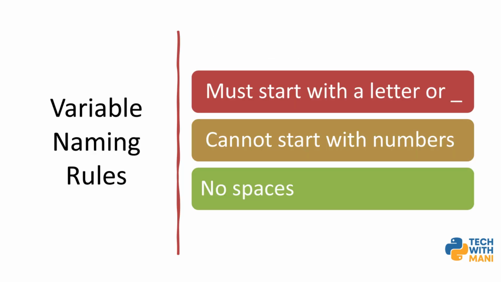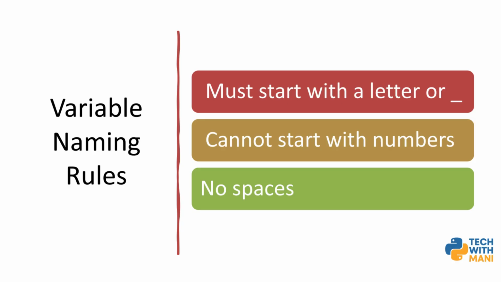Variable naming rules. As you are all beginners, you must know about this point. When naming variables, you should follow these rules. The variable must start with a letter or an underscore. It cannot start with numbers, nor can it contain spaces. This is a must rule. Every Python developer should be aware of this.